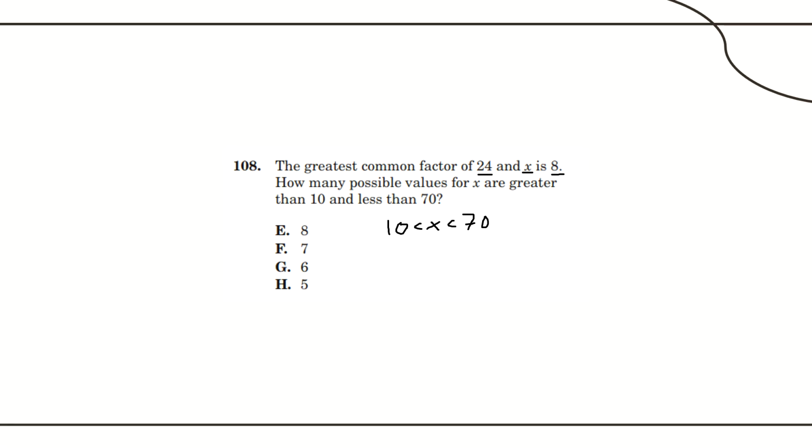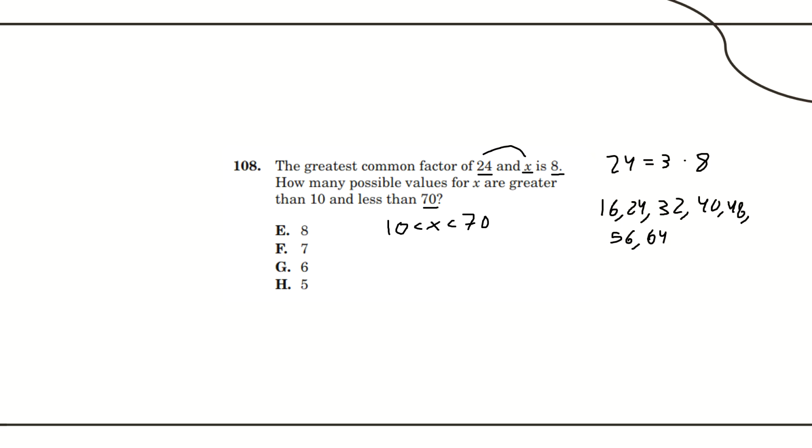So 24 is equal to 3 times 8. And you know that since x and 24 share an 8, that means that x is going to be a multiple of 8, right? So what are the multiples of 8 between 10 and 70? That would be 16, 24, 32, 40, 48, 56, 64, not 72 because that's already above the limit, right?